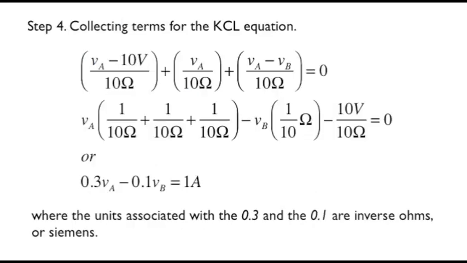The fourth step is to collect terms for the KCL equation. So we have V sub A times 0.3 inverse ohms or Siemens minus VB times 0.1 Siemens minus 10 volts over 10 ohms is equal to 0. Of course, 10 volts over 10 ohms is 1 amp. If we take this to the right-hand side, KCL at this node is now expressed as 0.3 Siemens times VA minus 0.1 Siemens times VB is equal to 1 ampere. This is one equation with 2 unknowns, but fortunately we still have another node to look at.